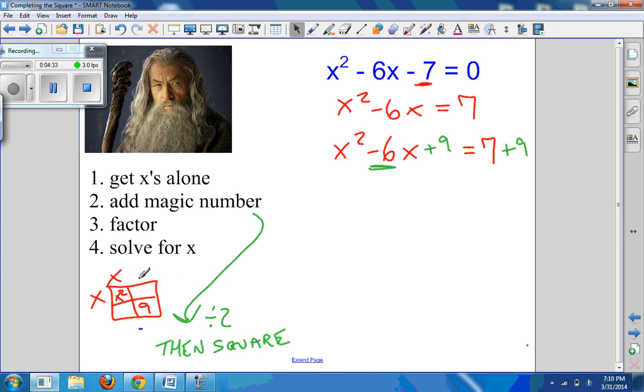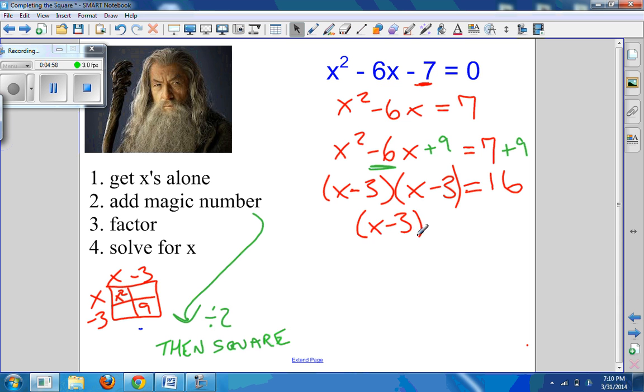Let's see, this is going to have to be negative 3 and negative 3. So we get x minus 3 times x minus 3, and that is equal to 16. And I know from earlier that this is the same as x minus 3 squared, right?